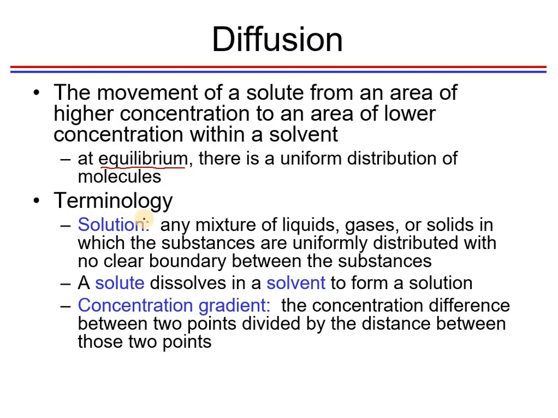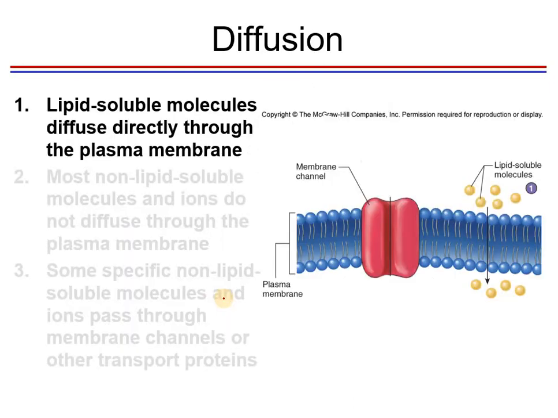Okay? So, ibig sabihin, pag walang concentration gradient, baka nasa equilibrium na na-state yung solution. So, kailangan merong concentration gradient. So, in order for diffusion to start, dapat merong concentration gradient. So, yan. Okay? So, please take note of that.